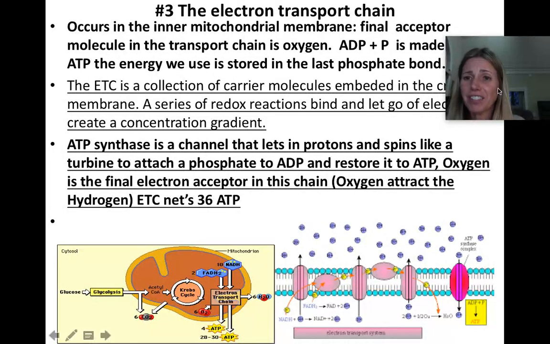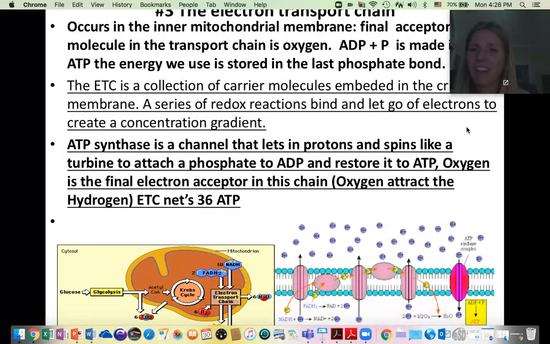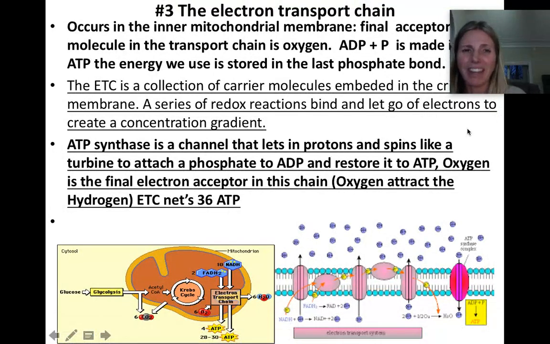So here's our final stage, almost. We have anaerobic respiration, but that's not as bad. The electron transport chain occurs in the inner mitochondria. So where's the inner mitochondria? I think I might not have a picture here. So here, if you look at the mitochondria, there's these little folds. Inside the folds is the inner mitochondria, okay?